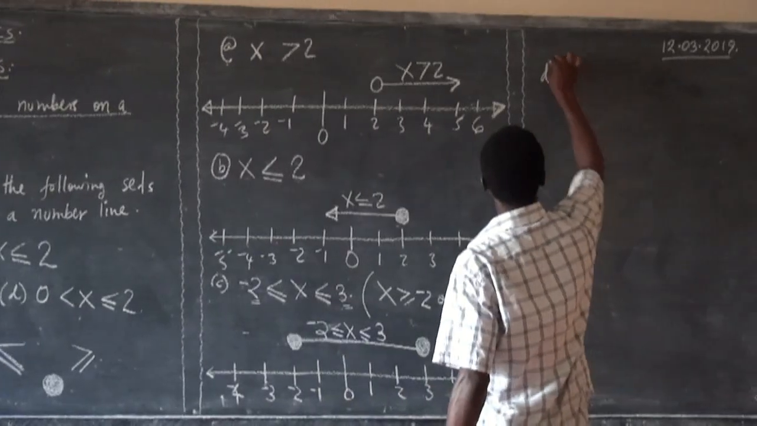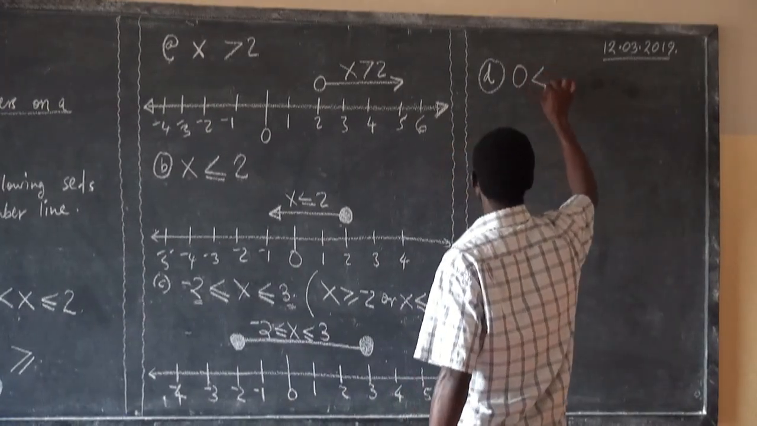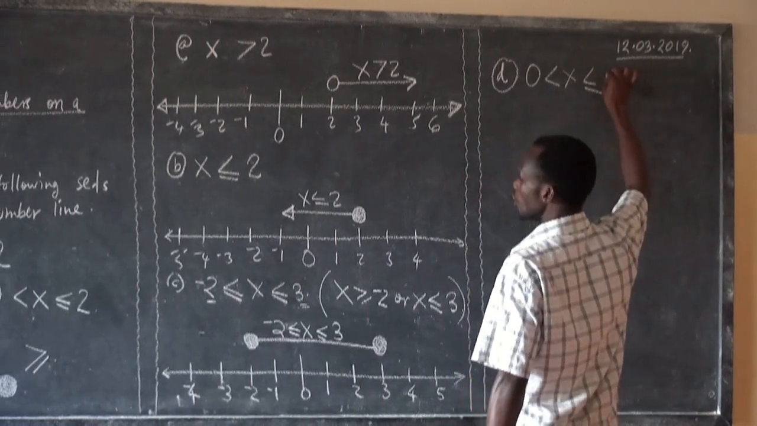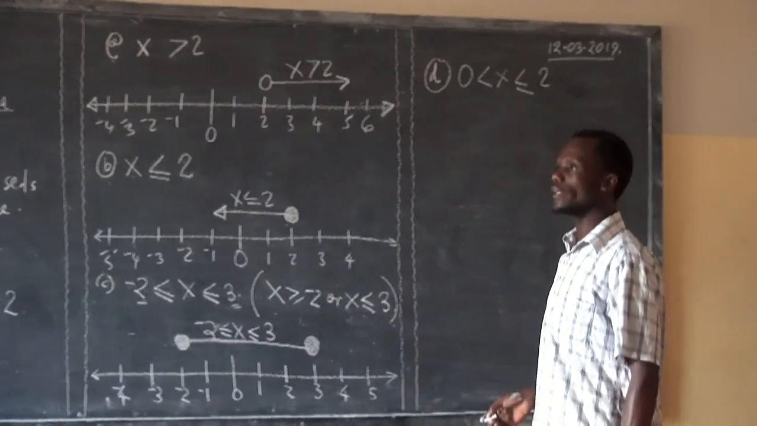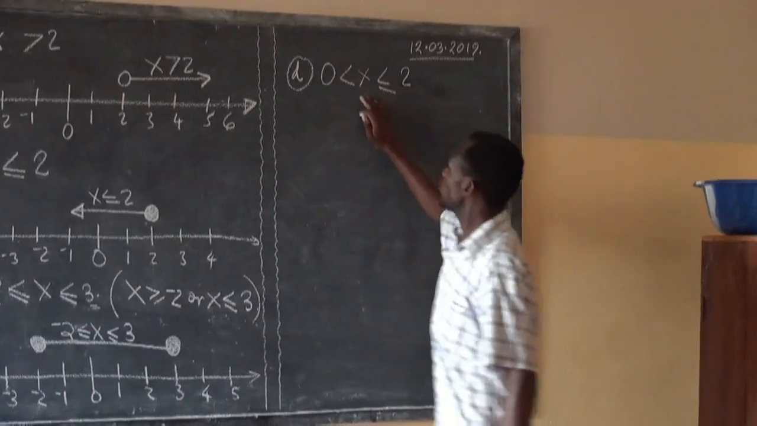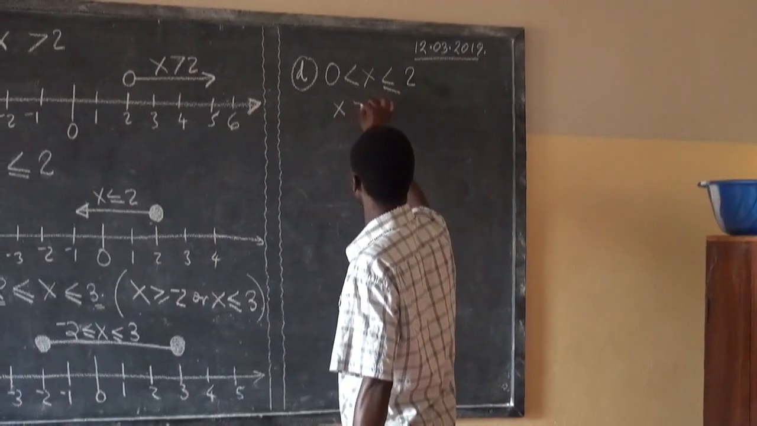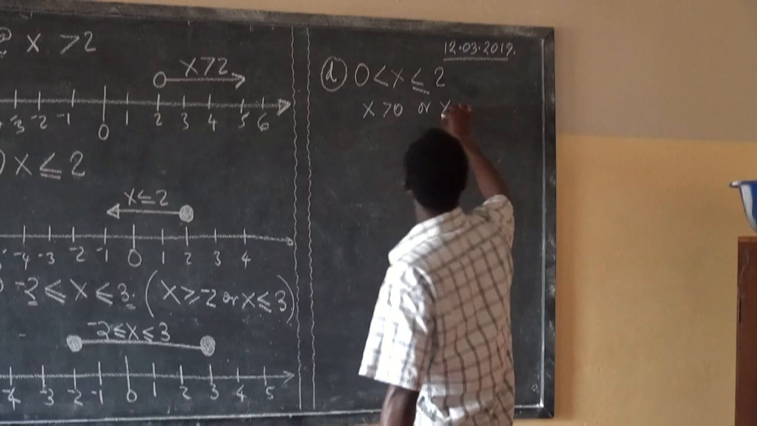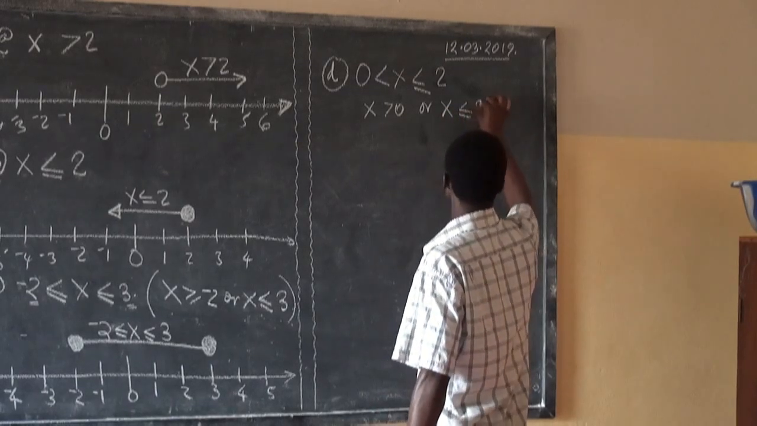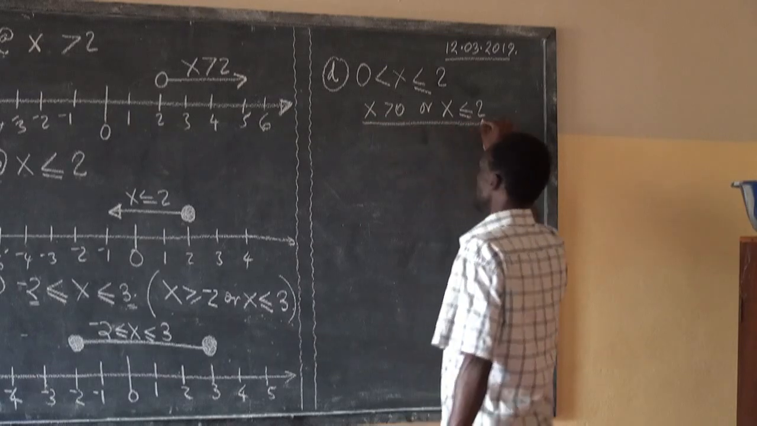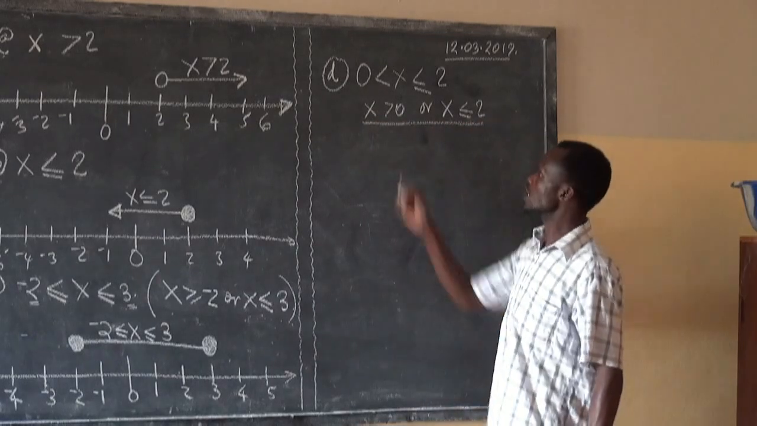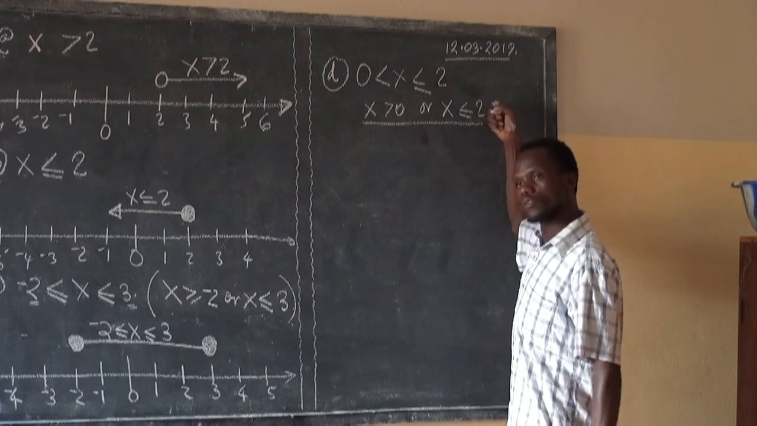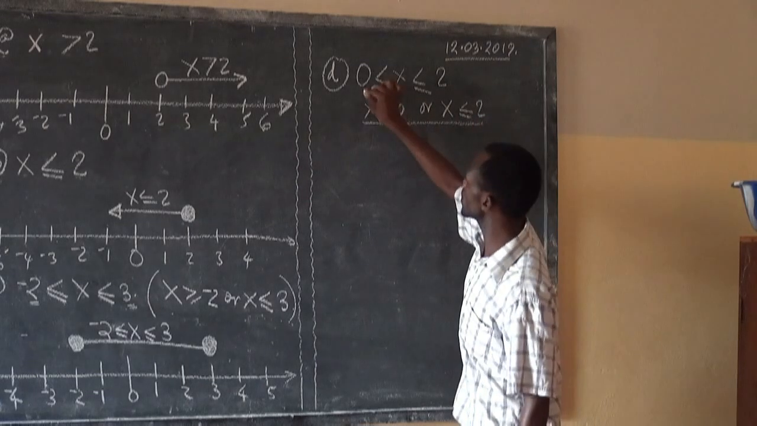Now we have D. 0 is less than x, and x is less than or equal to 2. If we elaborate this one, we say x is greater than 0 and x is less than or equal to 2. So we have two things. It means x is supposed to be greater than 0, but it is less than or equal to 2. Now the limit is between 0 and 2.